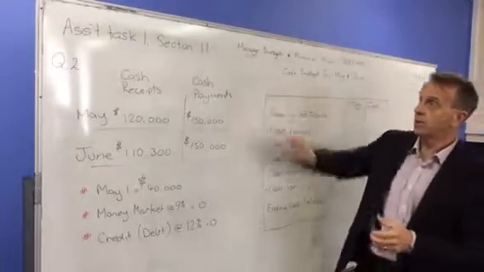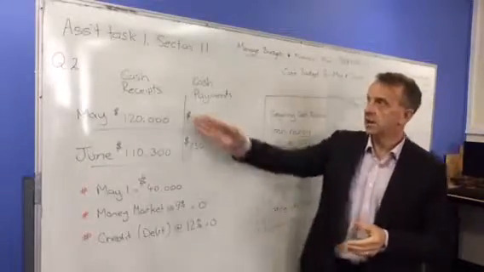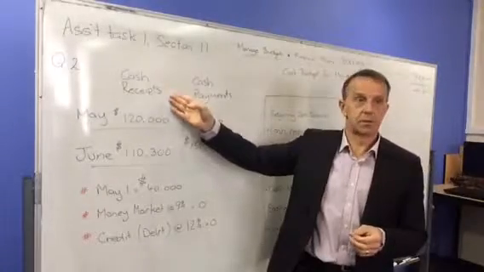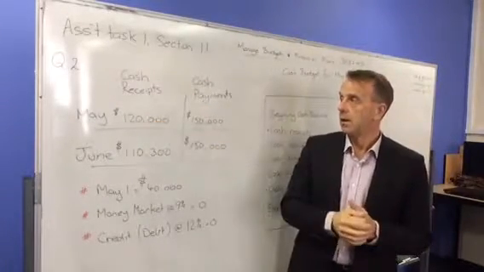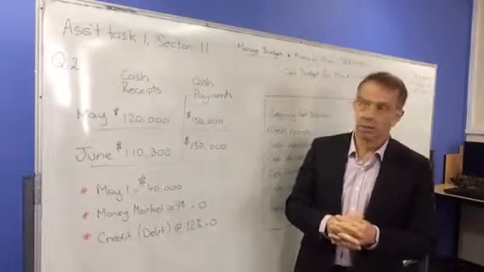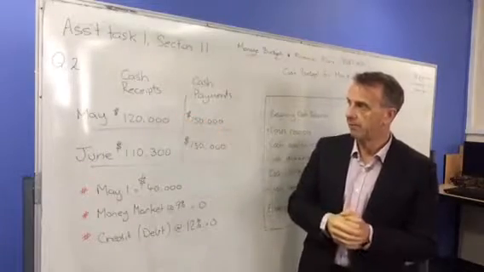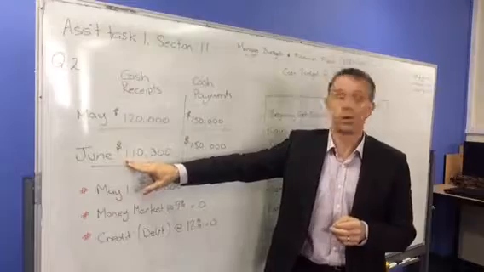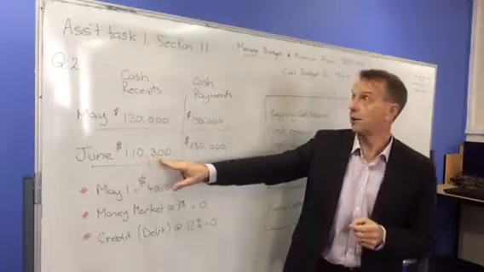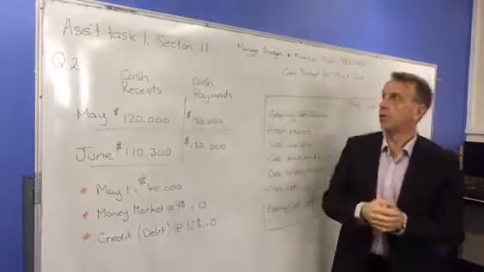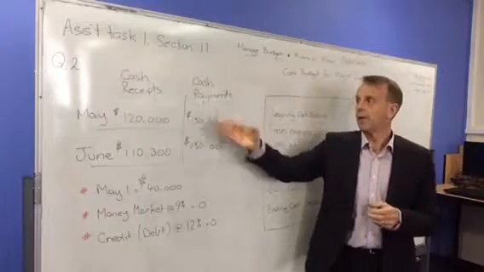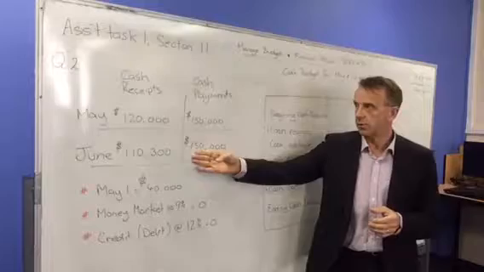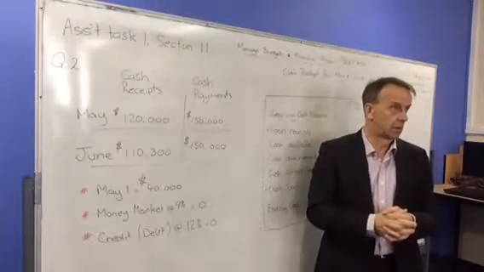So the information you're provided with is cash receipts and cash payments. We've got cash receipts for the month of May, which is $120,000, and cash receipts for the month of June of $110,300. Subsequently, the cash payments in May are $150,000, and also in June another $150,000.